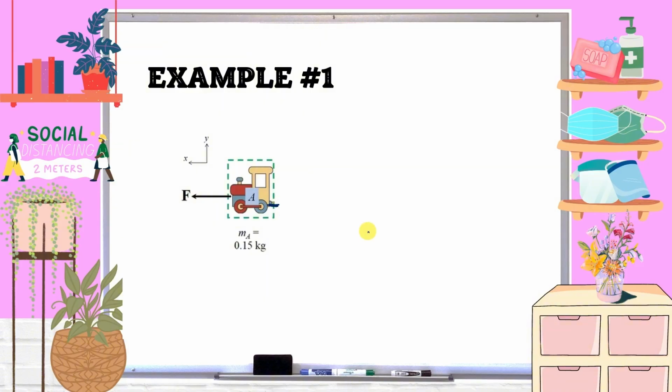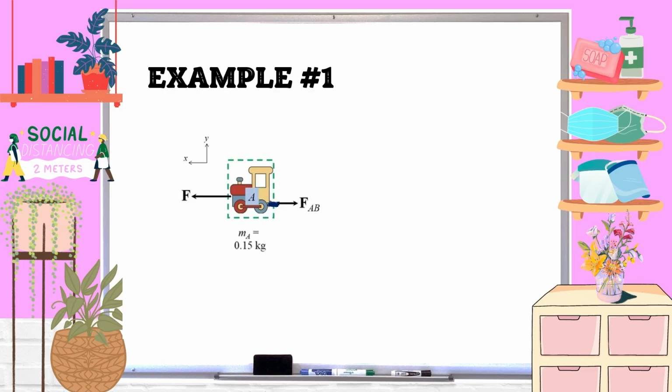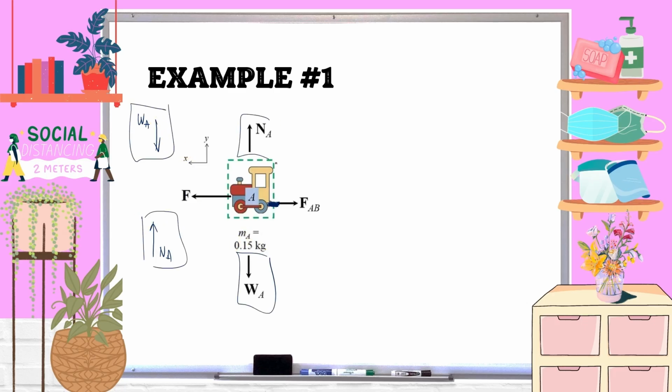And since we are asked to find the force between A and B, we will use the first part of the particle in order to establish that the internal force between A and B will become external force F sub AB. Likewise, we will now identify the other forces involved. Since we have mass at A, we will also have weight at A, and likewise normal force at A. So don't be confused, class. The locations are just different based on the figure.